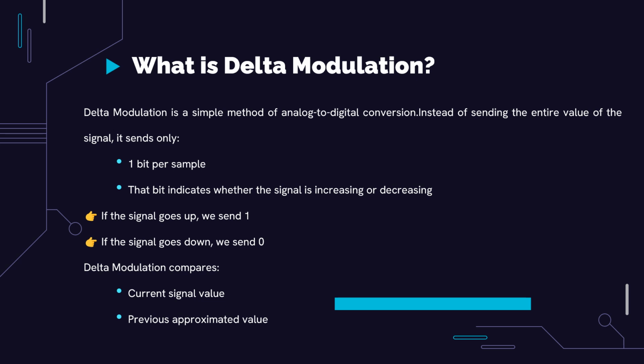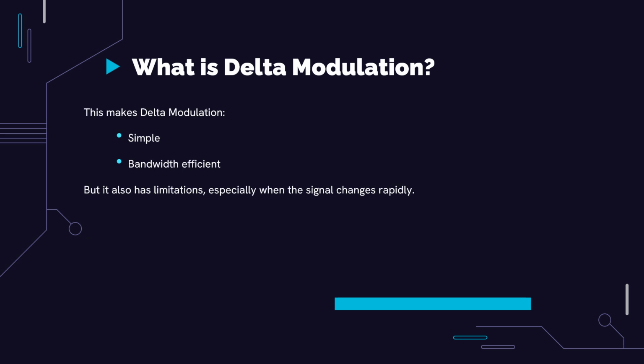Delta modulation compares the current signal value with the previous approximated value. This makes delta modulation simple and bandwidth efficient, but it also has limitations, especially when the signal changes rapidly.